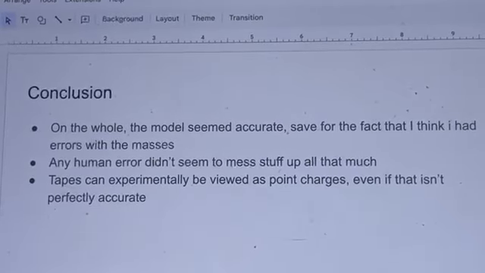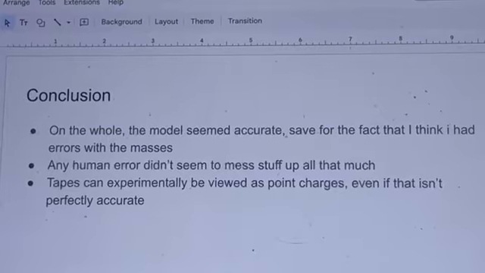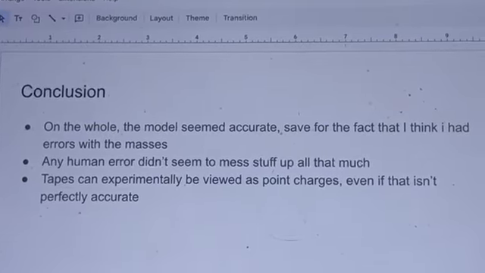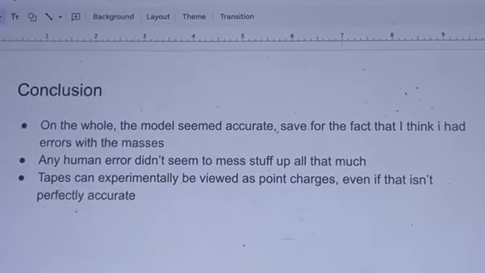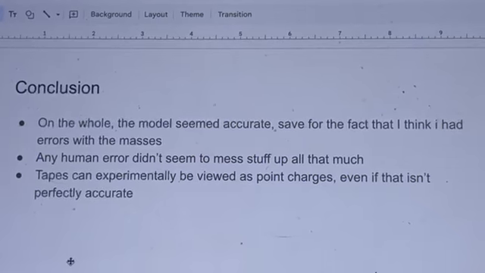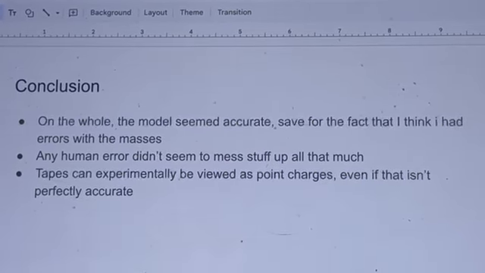In conclusion, the model seemed accurate, save for the fact that I think I had errors with the masses, and any human error didn't seem to mess things up all that much. And the tapes can experimentally be viewed as point charges, even if that isn't 100% perfectly accurate.